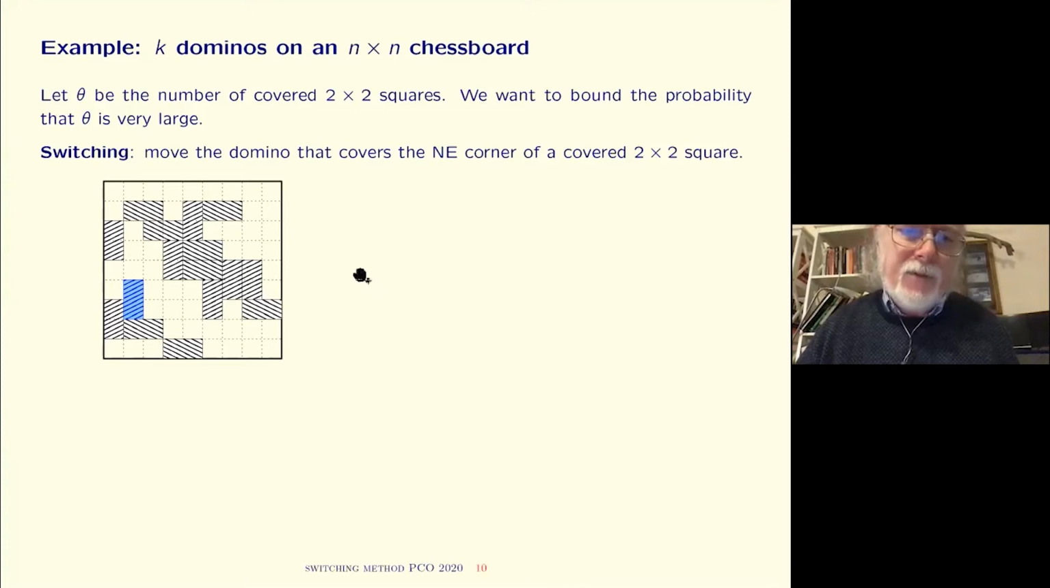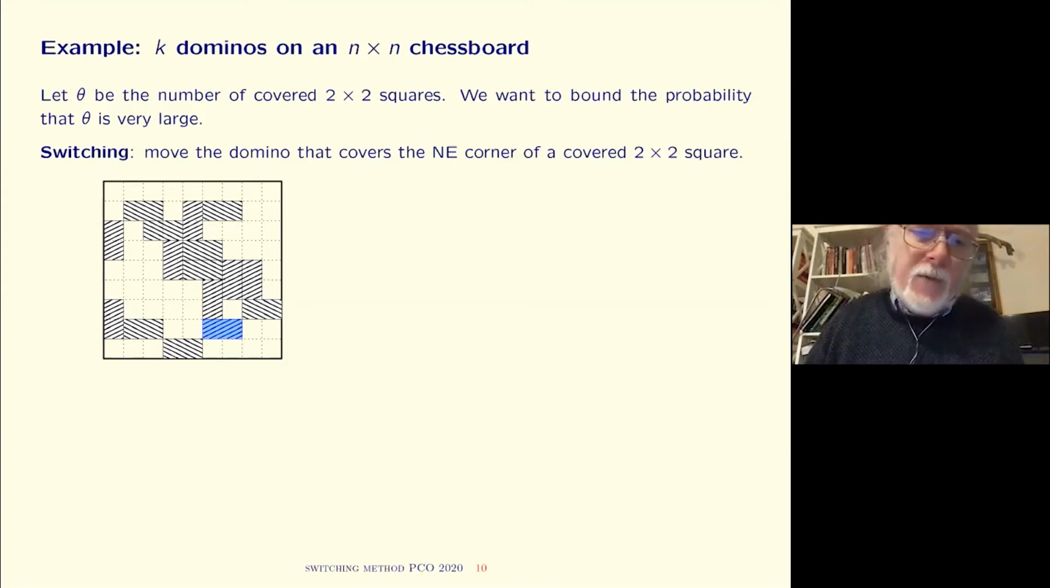So here's an example. Forget the color for a second. You know what a 2 by 2 square is? There's one there. There's, I think, 6 or 7 covered 2 by 2 squares in this picture. And as a switching, you can define it any way you like, but we'll define it here. We'll take a 2 by 2 covered square, we'll take the domino that gives its upper right corner and we'll move it somewhere else. For example, there. We don't have to choose where we move it. It could be anywhere at all. In fact, we're even allowed to put it back where we took it from.